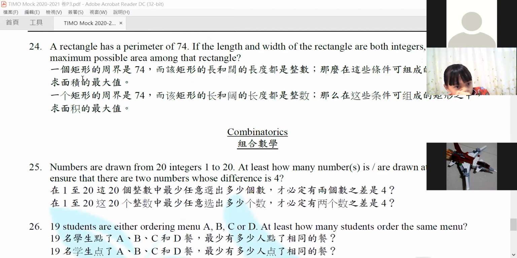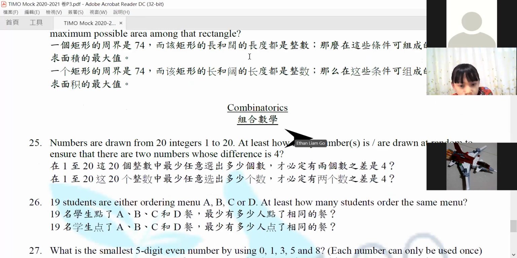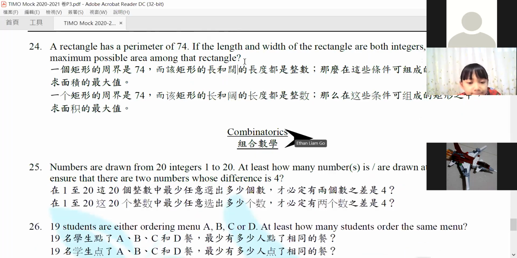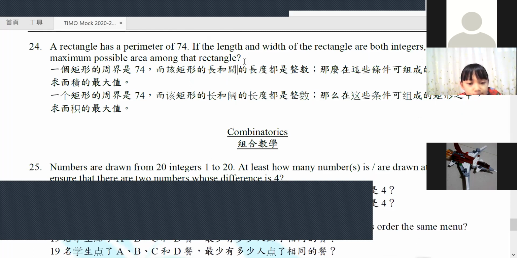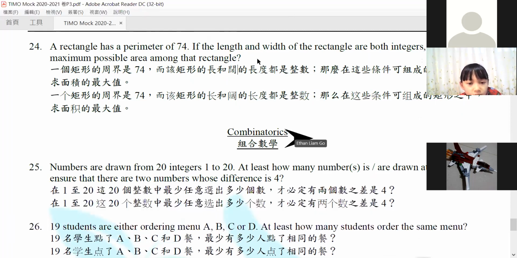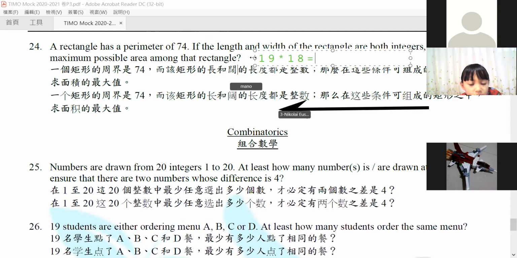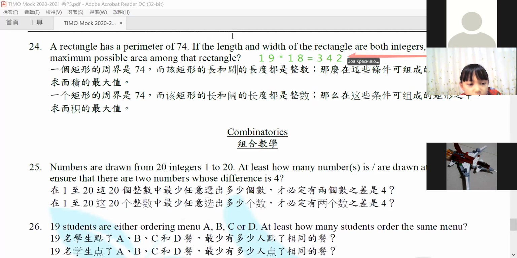Yeah, the answer of 24 is equal to 19 times 18, which is actually equal to 342. All right. Okay. So now let's go to question 25.